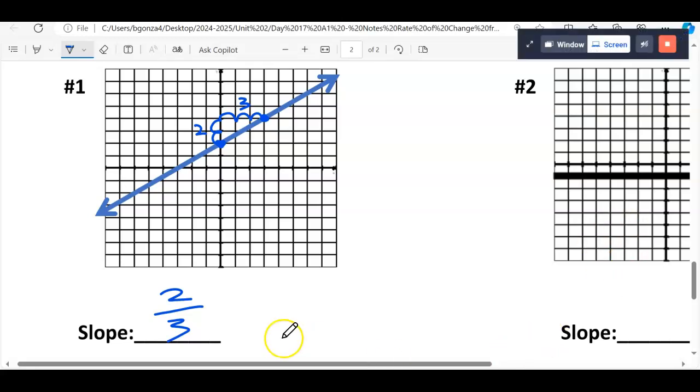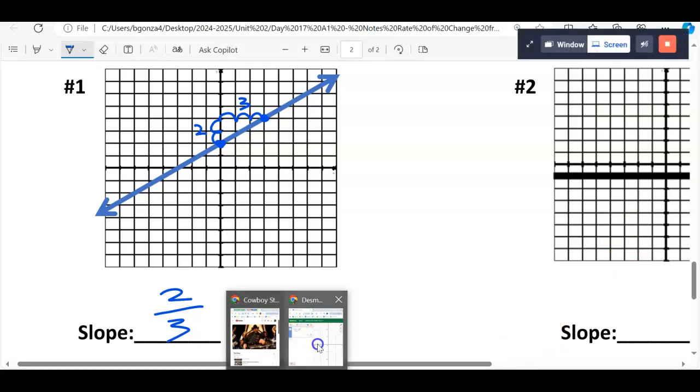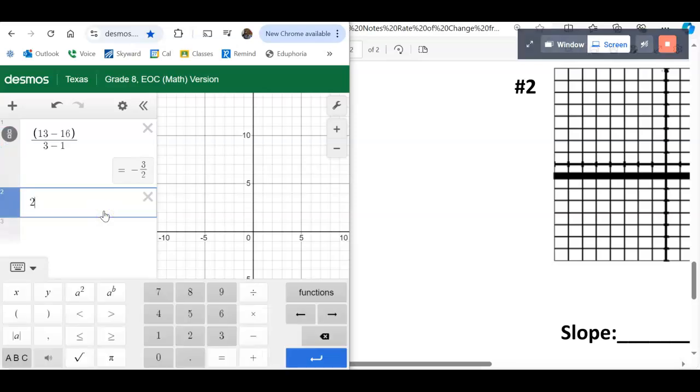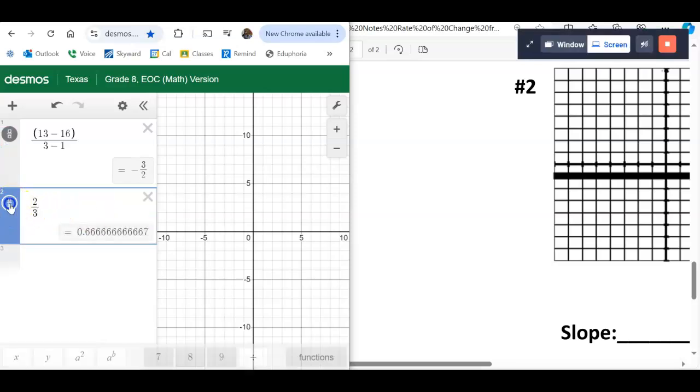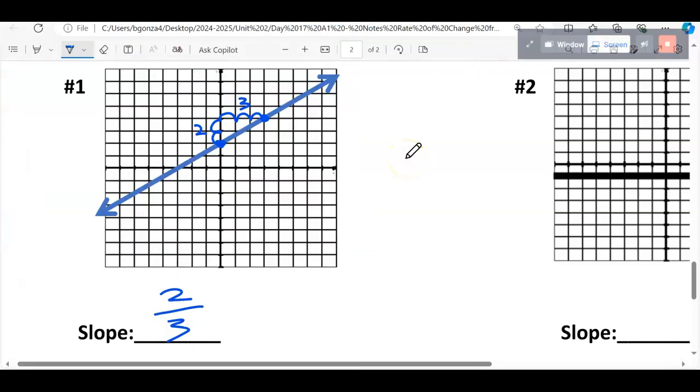Now, by the way, if you ever need to see if this reduces, you would go over here, type in 2 over 3, hit the fraction button, and it'll reduce it for you. Use Desmos every time you have a fraction to see if it reduces, okay?